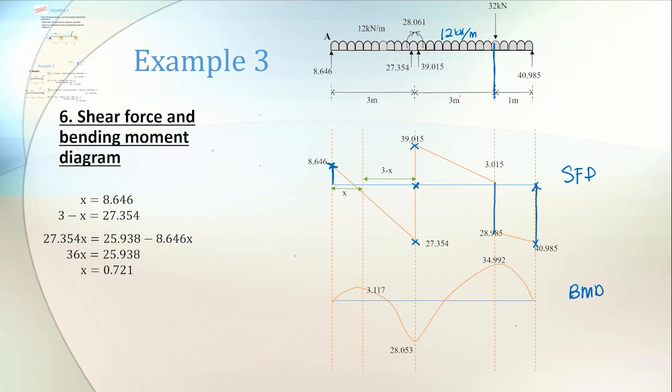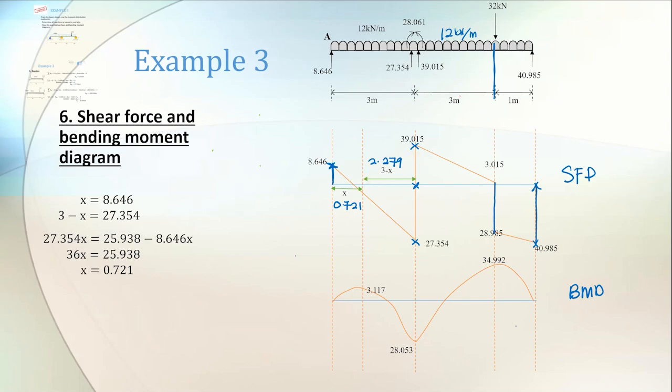That's for SFD. Next we will calculate the BMD. Here I have the calculation already, how I get the value of X. For X I will not explain again, please watch my previous videos, you will understand. Basically you already learned this in part 1. For the value 3 minus X, you just take 3 meter because the length of this beam is 3 meter, so minus 0.721, you get 2.279 here.